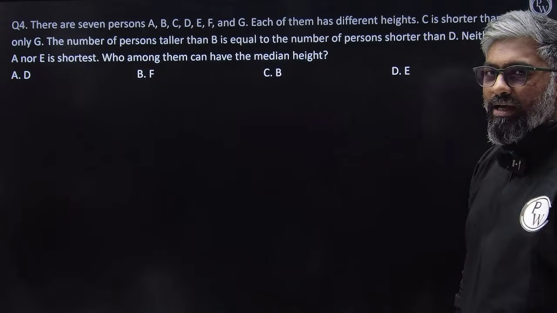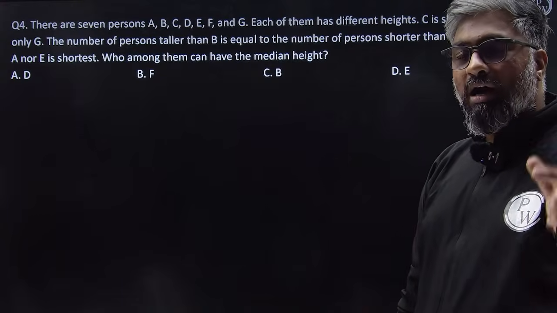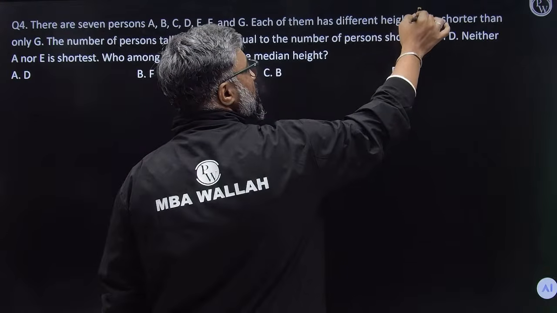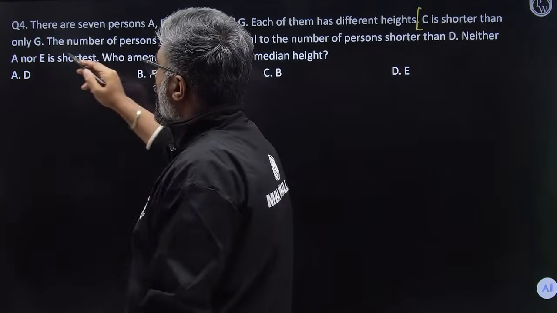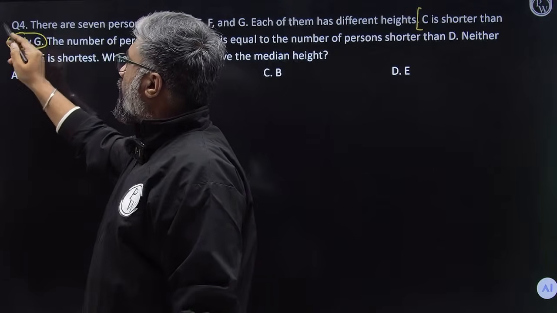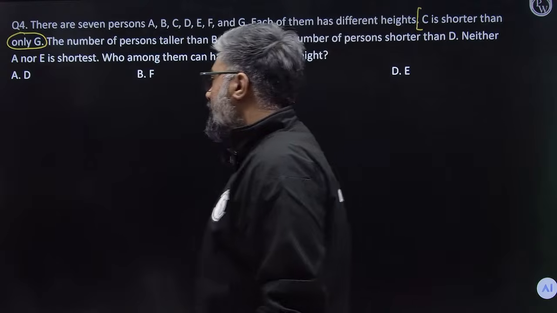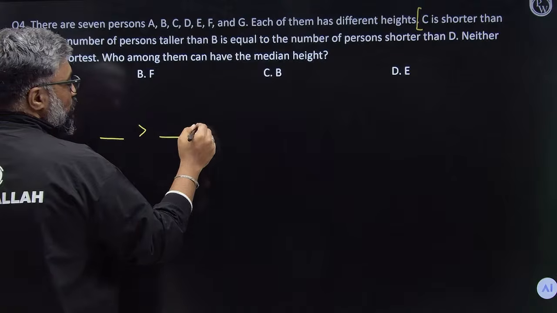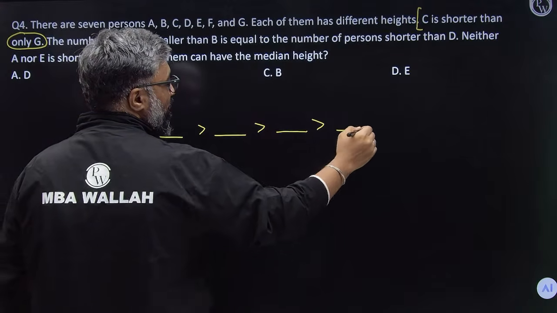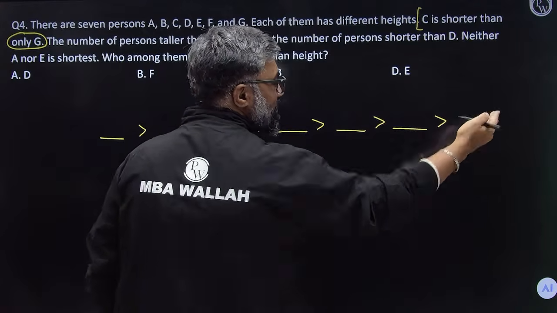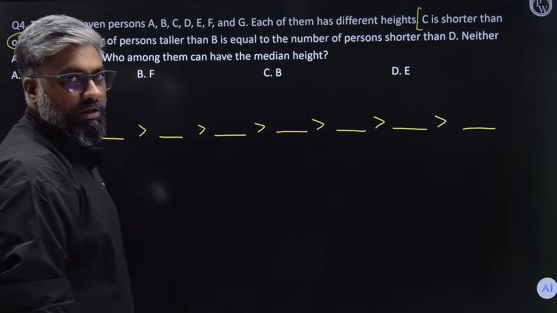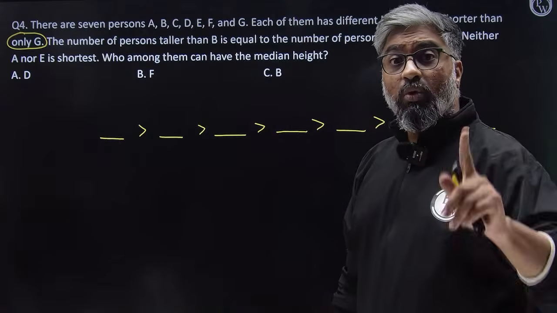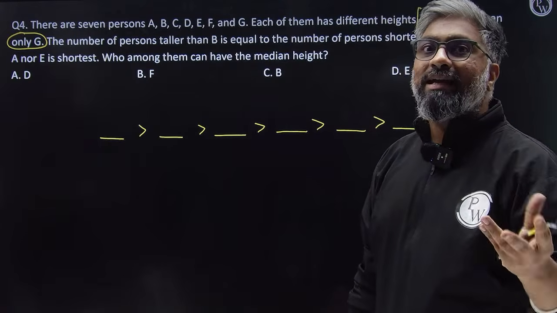Floating? Not really, I'll tell you why. Floating would not work here. You have to have a fixed arrangement. The condition here is C is shorter than only G. What does this mean? Let's say this guy is the tallest, okay? We have 7 people, so 2, 3, 4, 5, 6 and 7. This guy is the shortest, this guy is the tallest. Here they are saying that C is shorter than only G. Only one person is taller than C, correct?